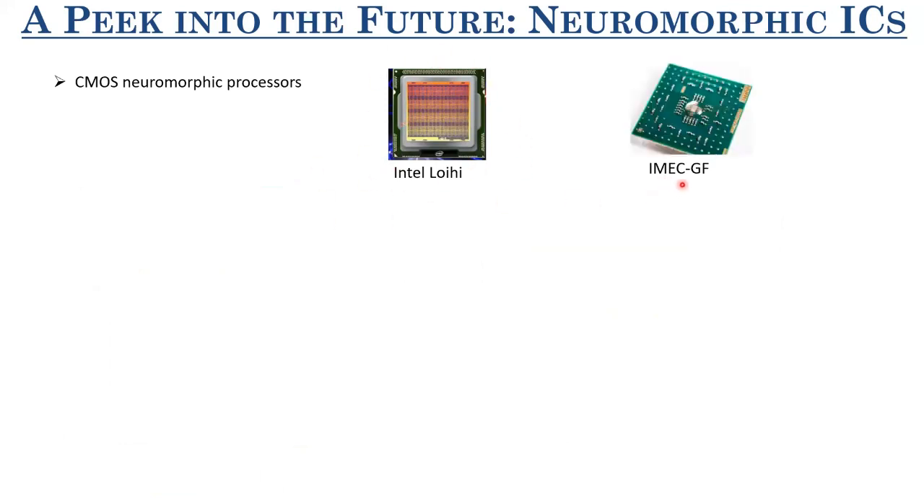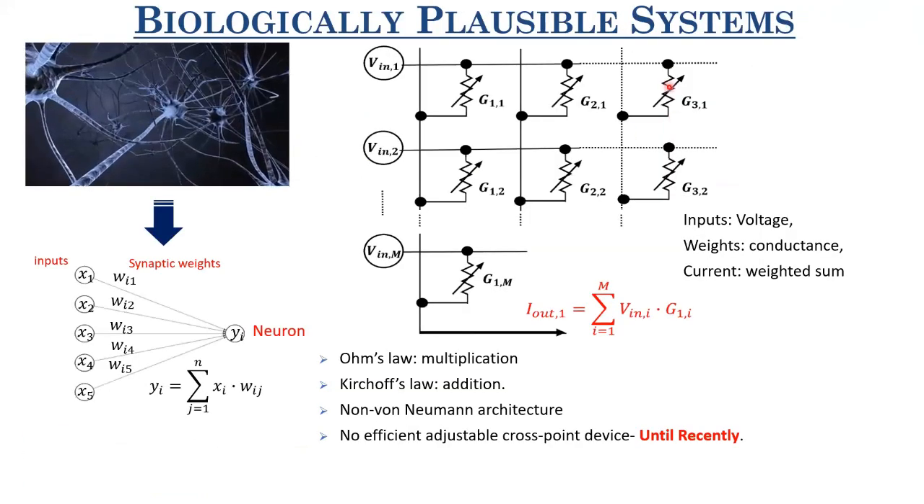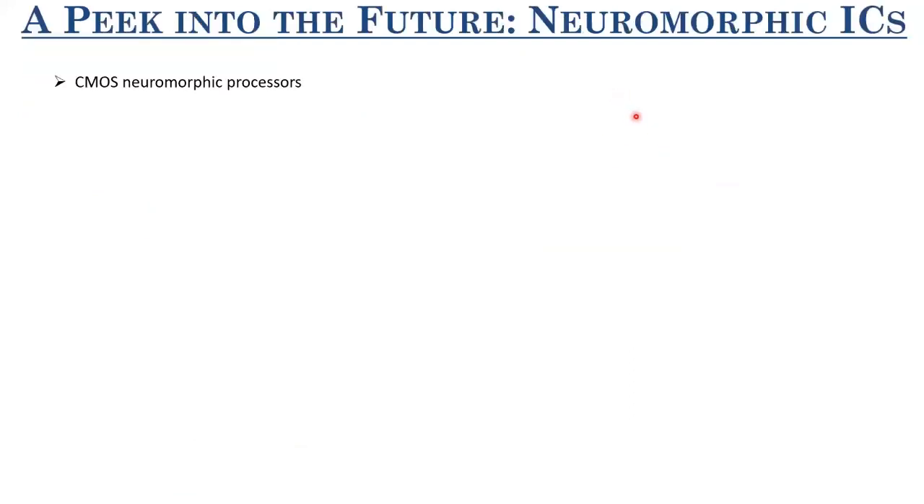Recently, IMEC, along with GlobalFoundries, also came up with its 22FDX based neural network accelerator. This uses SRAM as memory, and it performs in-memory computing using SRAMs. SRAM is something that we will be covering in this course. And these SRAMs are simply replacing these adjustable conductances in this case.